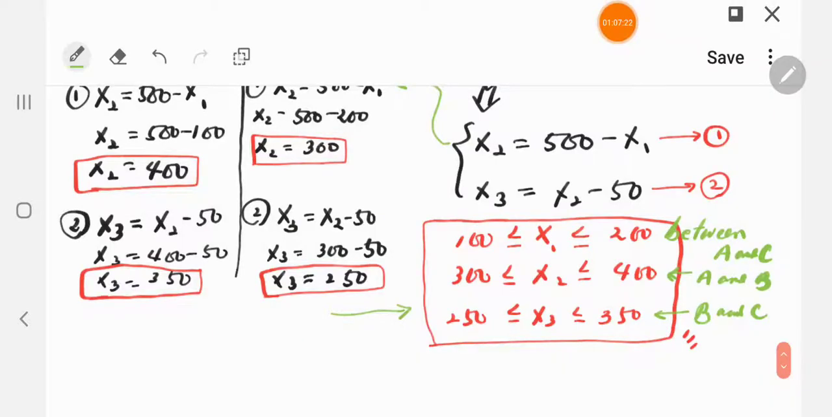Okay, so x1 is the number of cars from intersection A to C, not A to B, A to C. And x2 is the number of cars from intersection A to intersection B, and x3 is the number of cars from intersection B to C. So x1 is from A to C, not A to B.